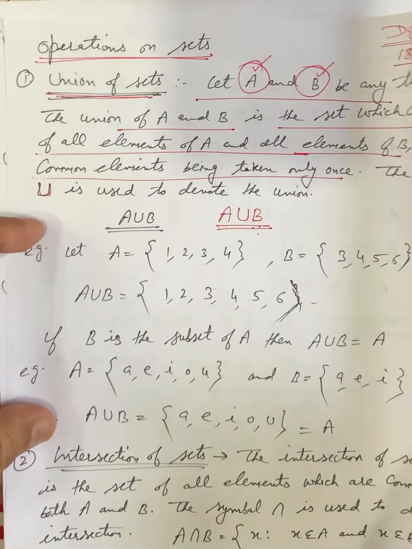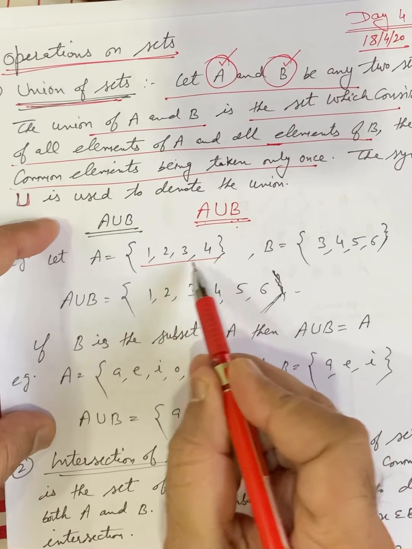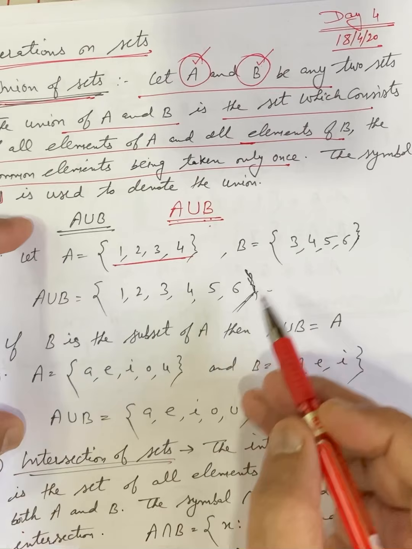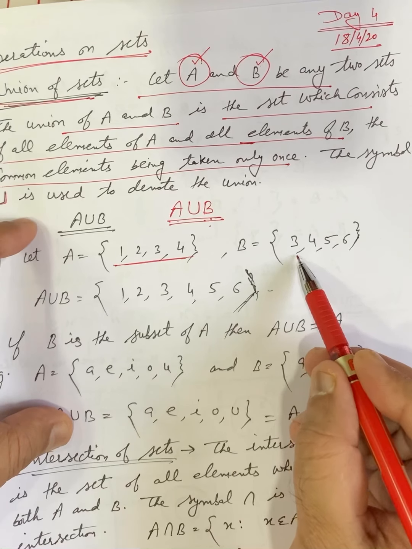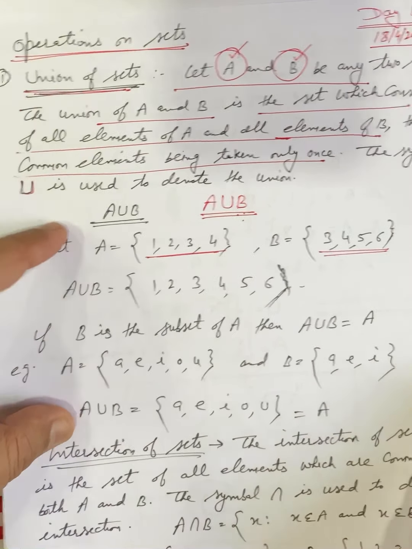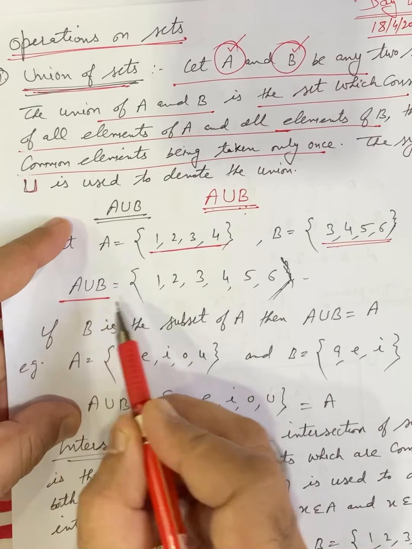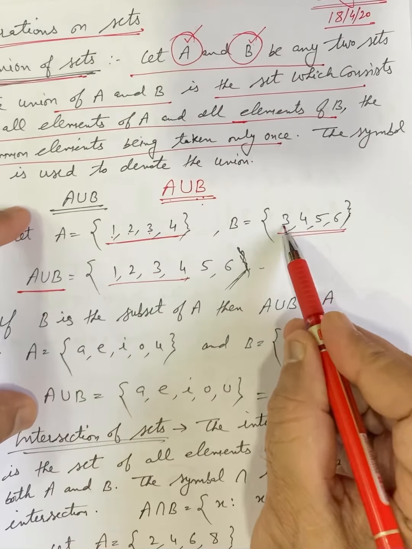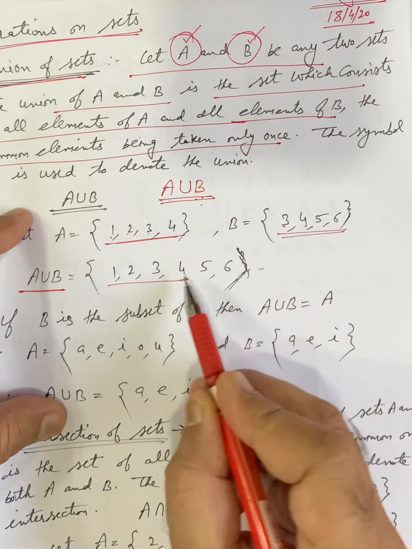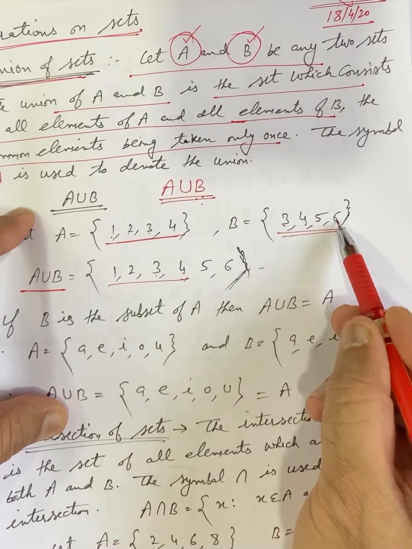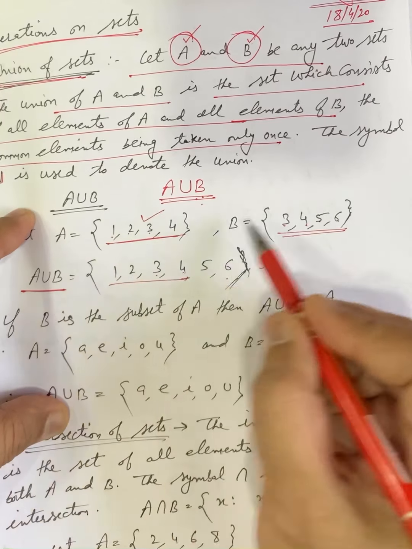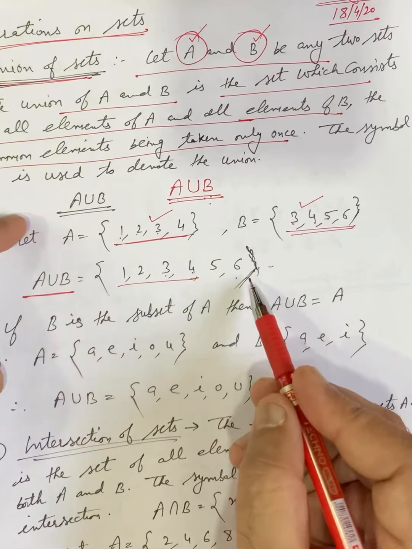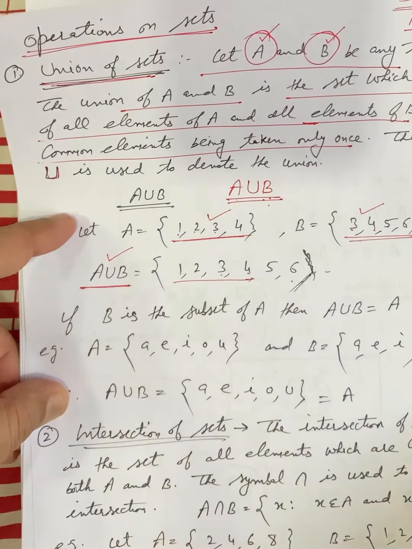Now for example, let A be the set having the first four natural numbers, and B be the set having elements 3, 4, 5, 6. Then what will be A union B? 1, 2, 3, 4. Then 3 and 4 are the repeated elements, so we write them once. Then 5 and 6. So all the elements of A and B will be in A union B.